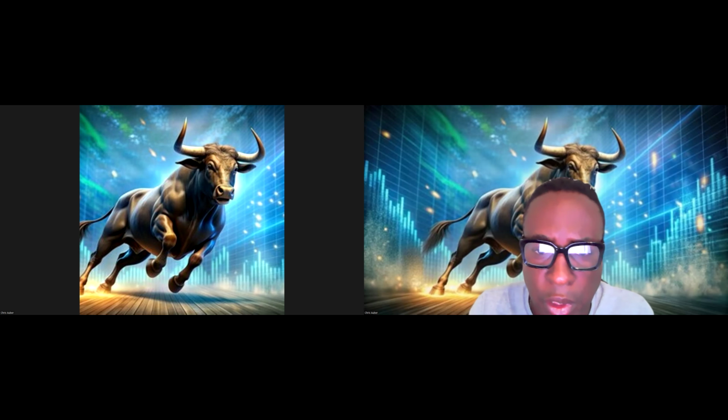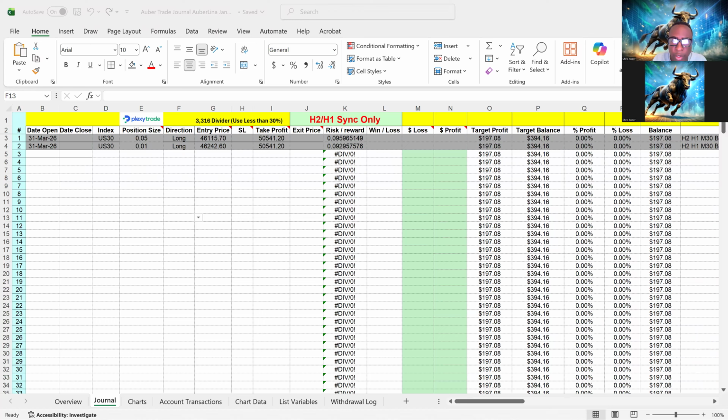So the first account that I'm going to be doing is the live account. This is the live account that I'm going to be trading. Now, it's a small live account. The broker that I'm using is PlexiTrade. And this is a journal sheet that I think I found somewhere online and I kind of made my own. But you see some tabs here at the bottom, right?